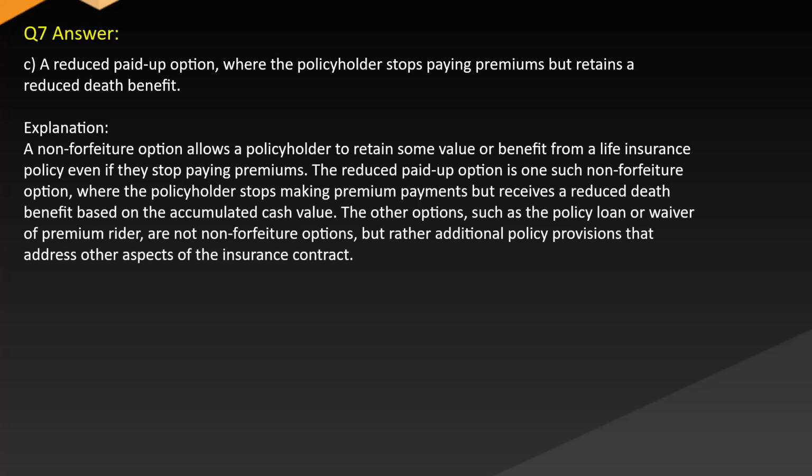Answer: C. A reduced paid-up option where the policyholder stops paying premiums but retains a reduced death benefit. Explanation: A non-forfeiture option allows a policyholder to retain some value or benefit from a life insurance policy even if they stop paying premiums. The reduced paid-up option is one such non-forfeiture option where the policyholder stops making premium payments but receives a reduced death benefit based on accumulated cash value. The other options, such as the policy loan or waiver of premium rider, are not non-forfeiture options, but rather additional policy provisions that address other aspects of the insurance contract.